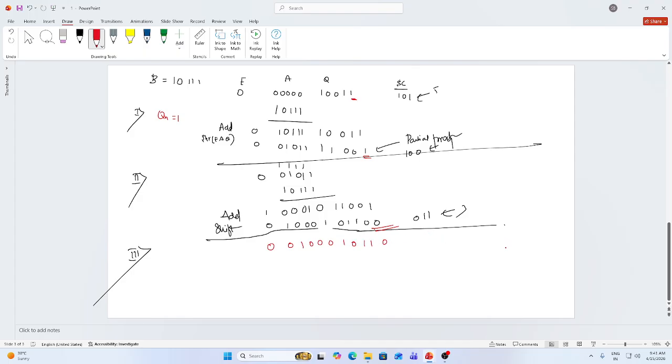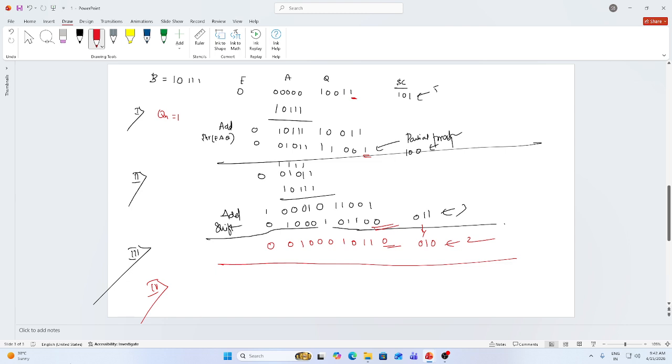So this is the third iteration. Similarly, this will become 2, 0 1 0. So 0 0 1 0 0 0 1 0 1 1 0. Again it is 0, so in the fourth iteration we again just do the shifting. So 0 0 0 1 0 0 0 1 0 1 1. Again this will become 0 0 1, it will become 1.